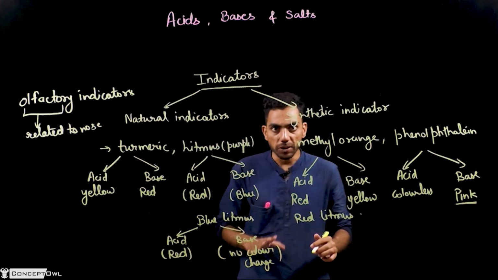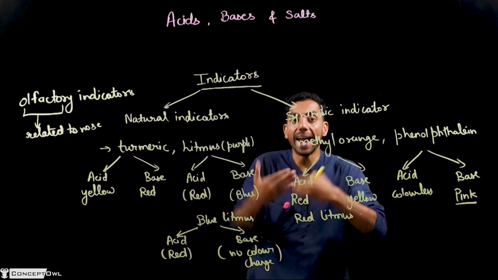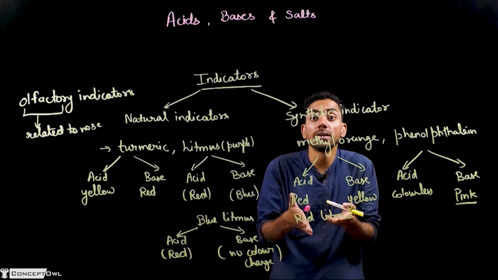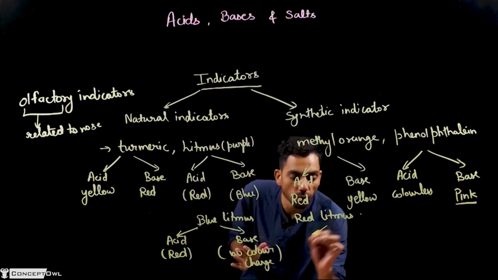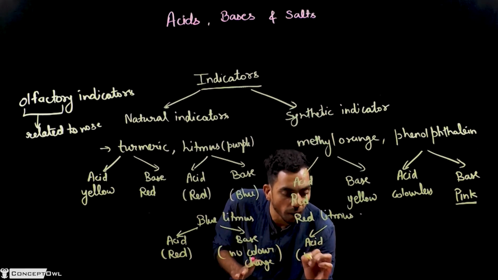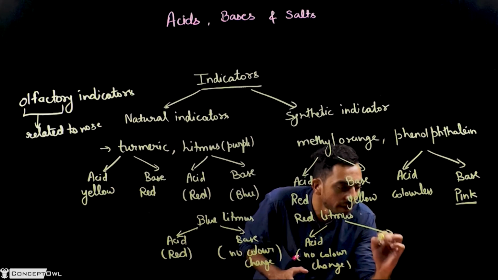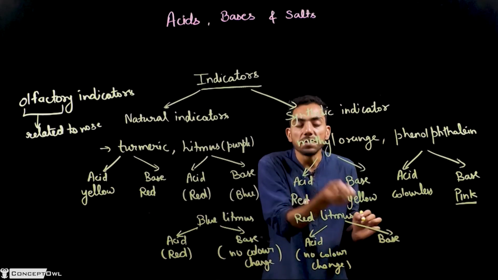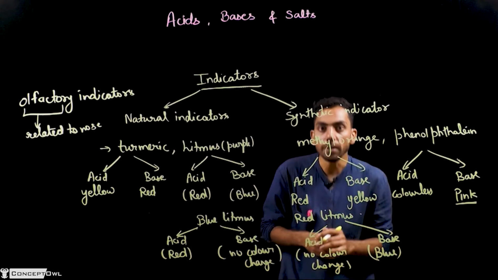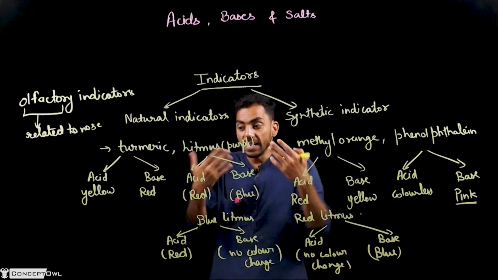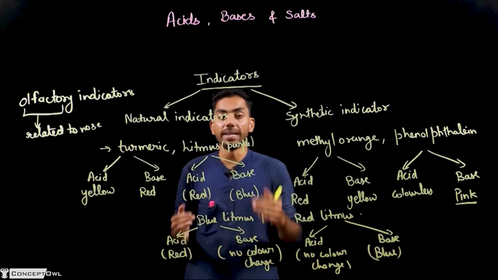Same is true for red litmus also. Red litmus means our litmus is in acidic medium, and when we add acid to red litmus, it won't change the color because our solution is already acidic. So in acid, no color change, and in base, if you put red litmus into base, it will change the color from red to blue. Simple. So we can determine the nature of any substance with the help of indicators.